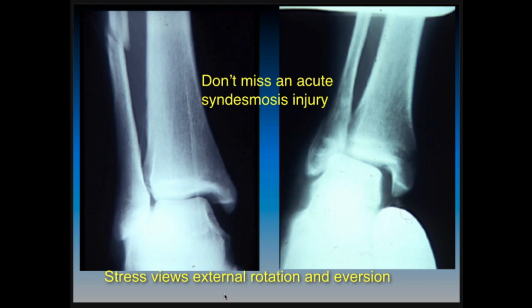This is something you don't want to miss. This one again is obvious, but if you do have a syndesmotic injury with or without a fibular fracture, you want to do stress views in external rotation and eversion. You can see this is the stress view that opens it up even more. So have your lead gloves on, grab the calcaneus, and do a reproduction of the mechanism of injury, which is external rotation inversion for a syndesmotic injury.